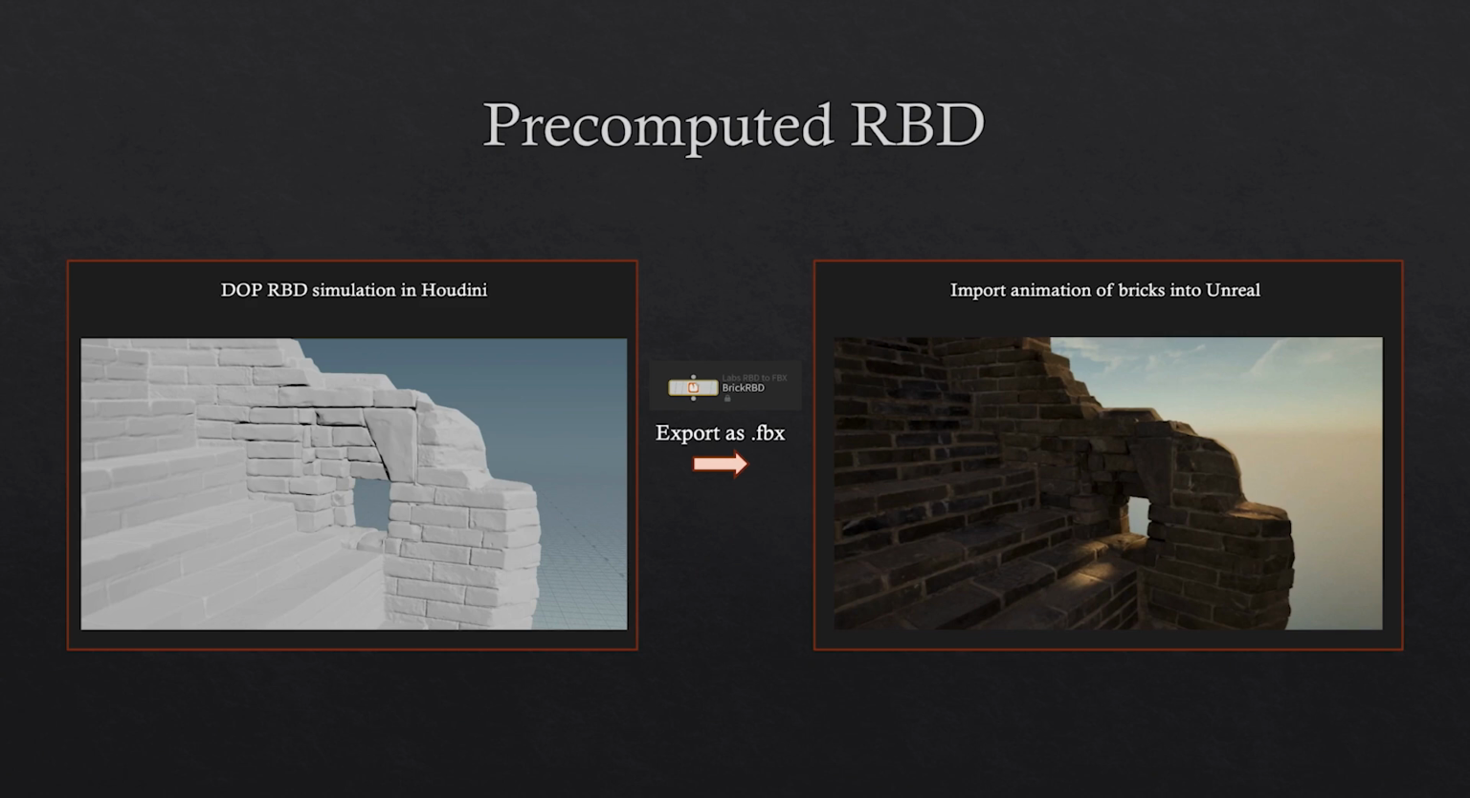Precomputed RBD. For this effect, we do rigid body simulation in Houdini, and then bake the animation by using the RBD to FBX node inside FX Labs. This should be an animation with bones. Finally, simply input it into Unreal.